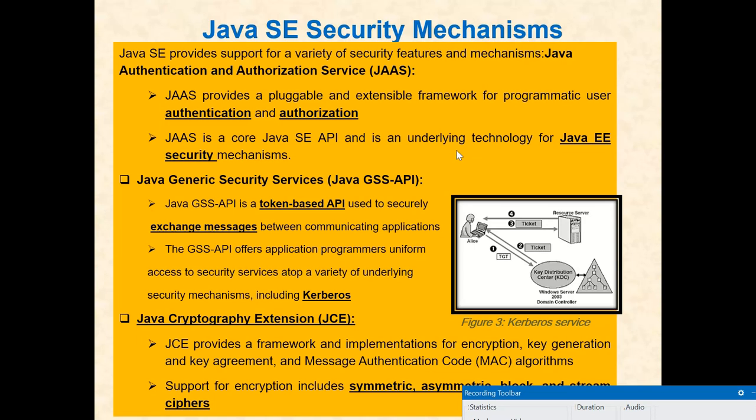The next API will be the Java Generic Security Services. This resembles the Kerberos service, which works based on a ticketing mechanism. Some applications may require this kind of API, based on the Kerberos architecture. Then we need to encrypt the data when you want to send data from one point to another point. That's why the Java Cryptography Extension comes in.